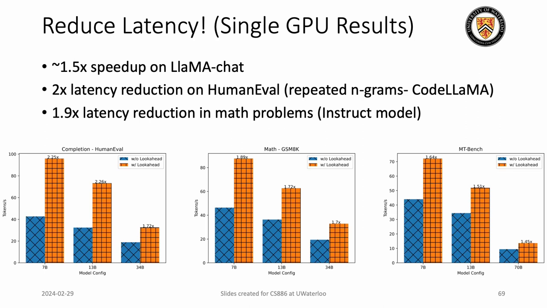And what impact does this have? They applied it on the Llama chat model, and they observed a speedup of 1.5x and latency reductions on HumanEval, as well as the math problems, that's GSM8K. So it does reduce latency, which was the primary target of this entire thing. Wasted computations, again, is not a concern here. You're just trying to efficiently utilize most of the GPU.